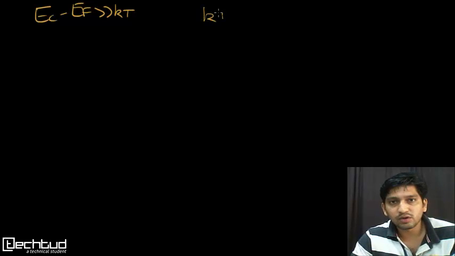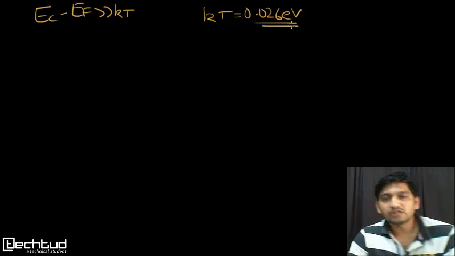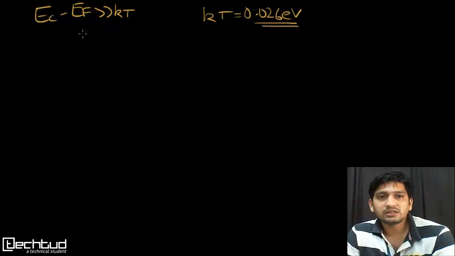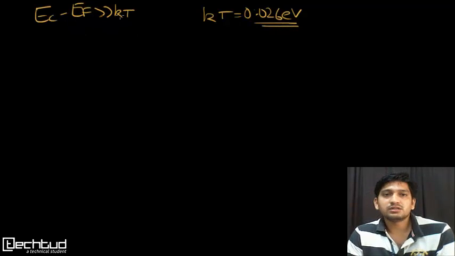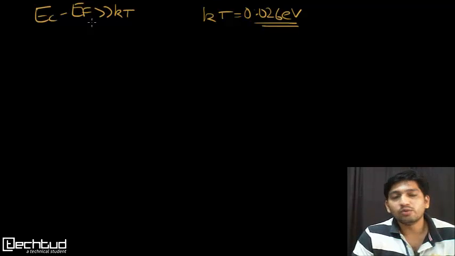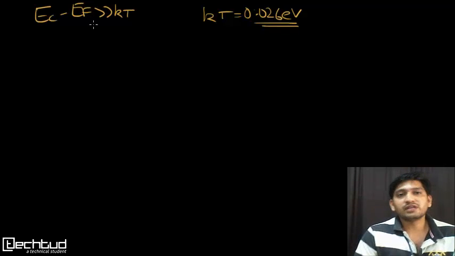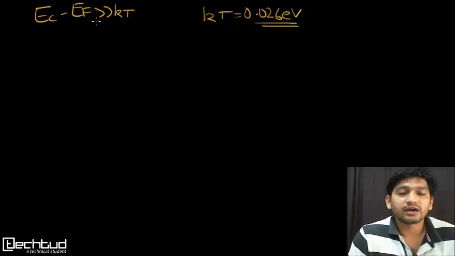Look, kT is a very small value, right? It is 0.026 electron volt. So we are assuming that the difference between EC and EF is much greater than kT, at least 5 to 10 times more. So 0.26 electron volt will normally be there. At room temperature this much energy is available, and that's why the electrons are liberated towards the conduction band.